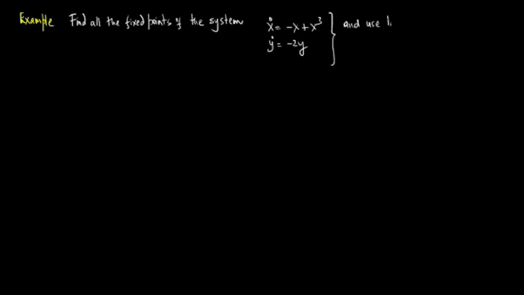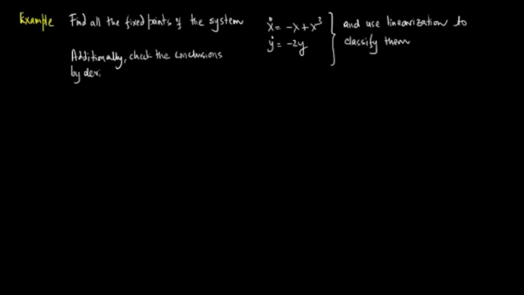So let's consider an example. Find all the fixed points of the system x dot is equal to minus x plus x cubed and y dot is equal to minus 2y, and use the technique of linearization to classify them. Additionally, check the conclusions by deriving the phase portrait for the full nonlinear system.